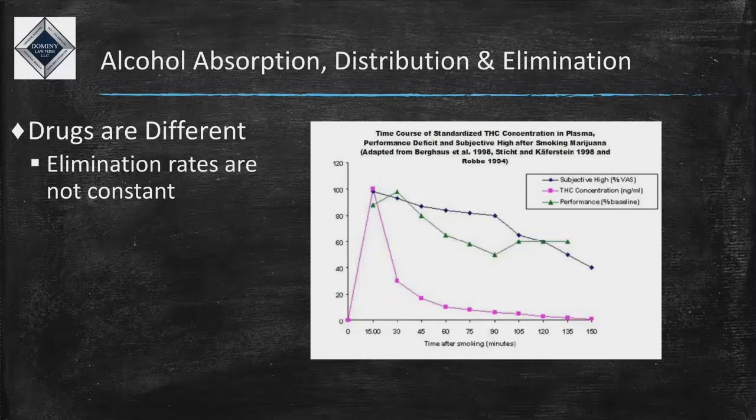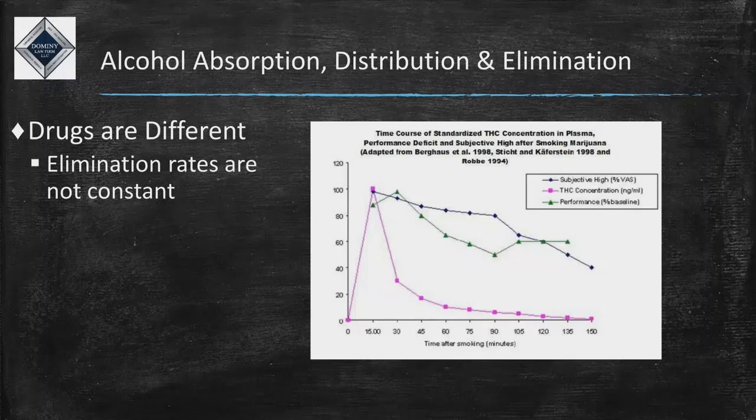The same is not true with drugs. Drugs, the elimination rates are not constant and not predictable. And I don't think I mentioned with alcohol, absorption rates vary depending on many different factors, but elimination rates are pretty constant, considered to be about 0.015 per hour. That's not true with drugs. All drugs are different, and all drugs are not constant and predictable because they don't have what's called zero order kinetics.